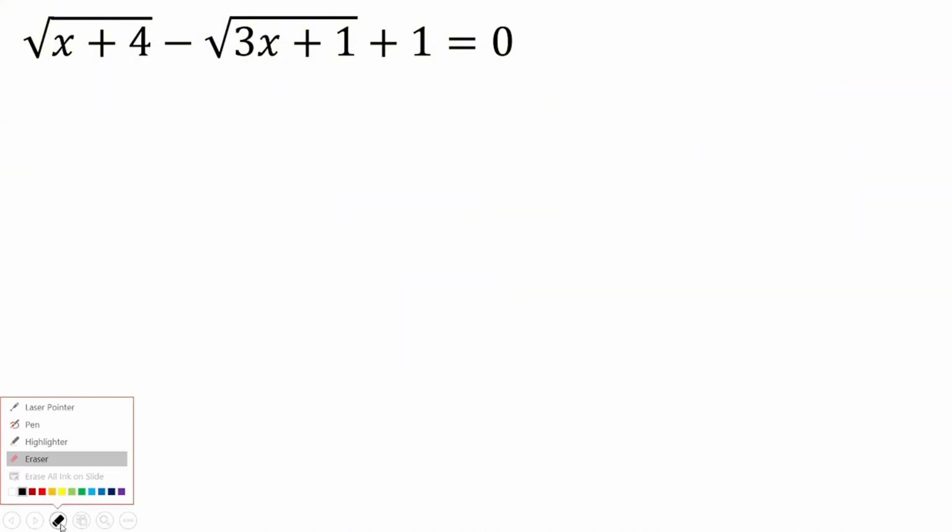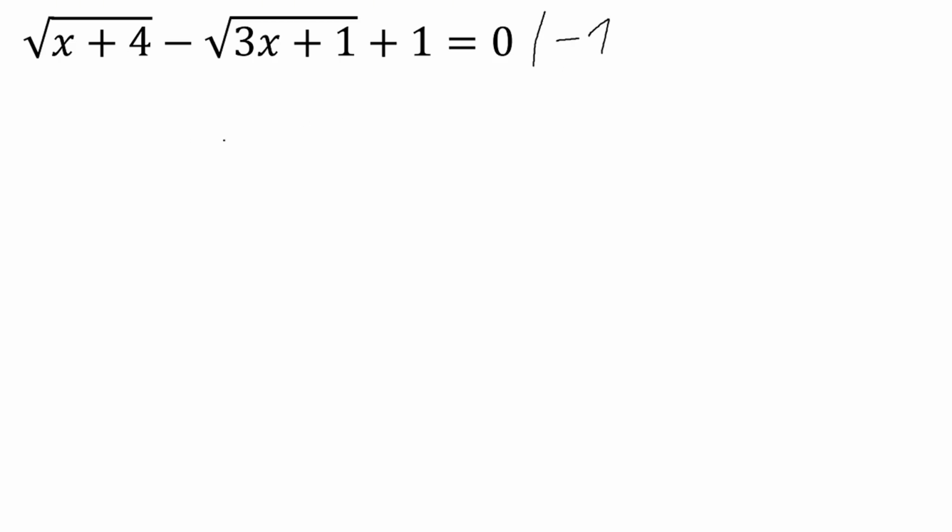So let's start solving this equation. The first thing you're going to want to do is subtract 1 from both sides. So we're going to take away negative 1 over here, take away negative 1 over here, and that'll be equal to the square root of x plus 4 minus the square root of 3x plus 1 is equal to negative 1. And now we're going to start doing the non-equivalent changes that I've mentioned before.